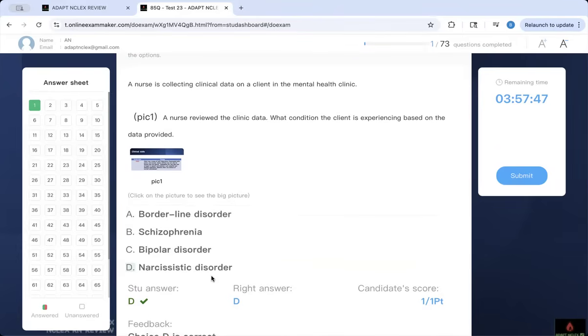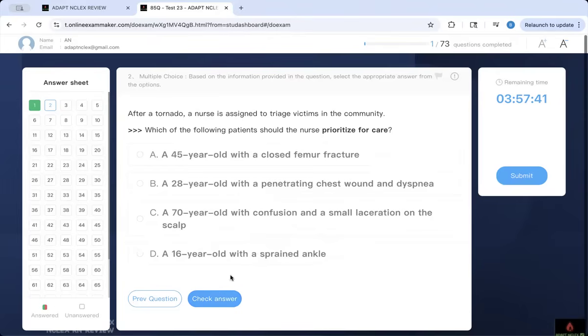This is a psych question. This is how they ask you mental health concepts. Did you get it right? I know you picked the right answer.